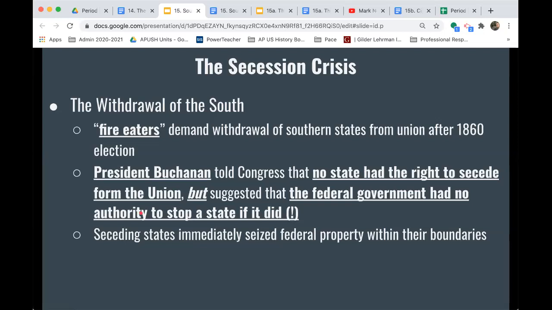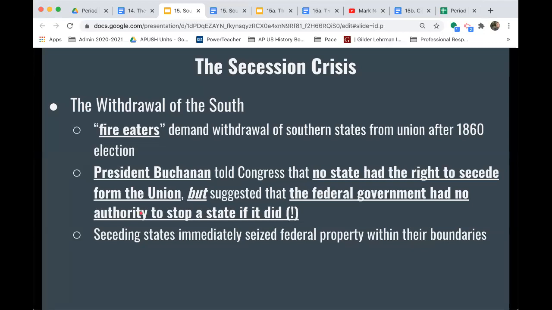So what's going to happen in the Deep South, beginning in this lame duck period, is the states are going to secede, and they're going to start taking over the federal property within their boundaries. And the federal government owns, right? Forts, supplies, all weapons depots, armories, right?